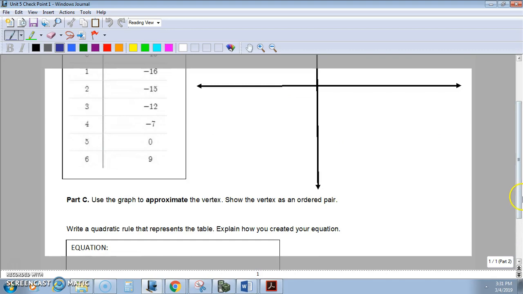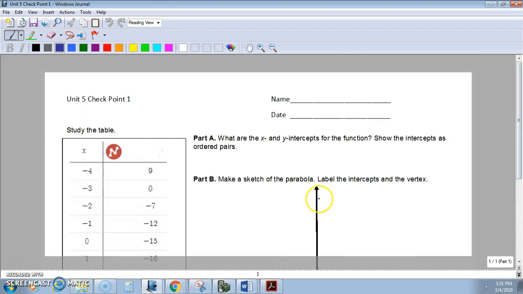In order to make the graph, we just need some points from the table. So those points are the x and y intercepts, and also the vertex, which comes later, but the x and y intercepts for sure. You can find them in the table.